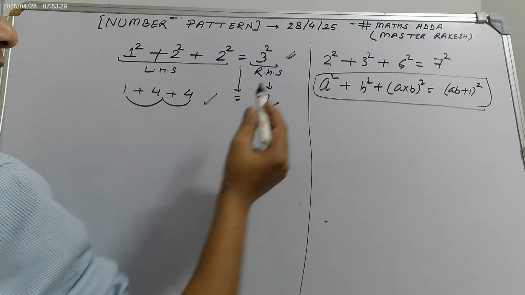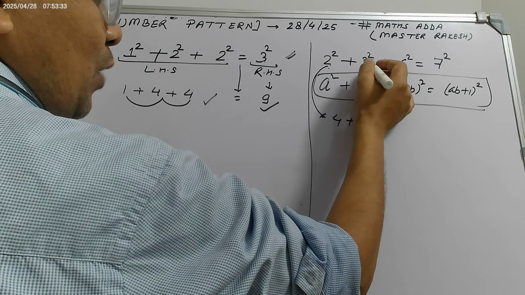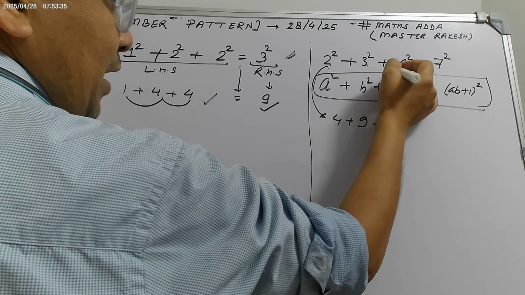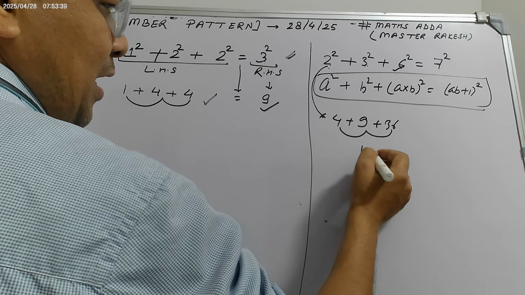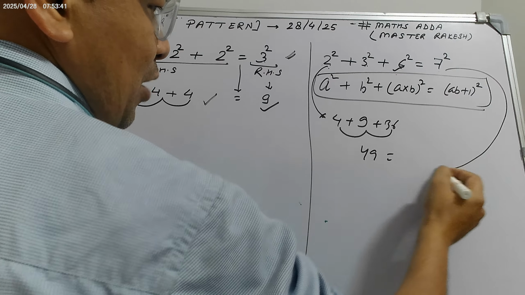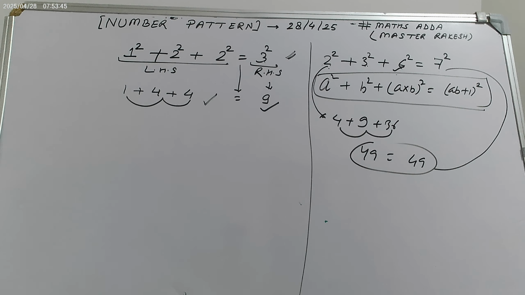We'll put the example. Suppose we verify again. 2 square is 4, 3 square is 9, 6 square is 36. 36 plus 9 is 45, plus 4 is 49. And 7 square is also 49. So this is getting proved. Hence LHS is equal to RHS. We'll put some more beautiful examples here.